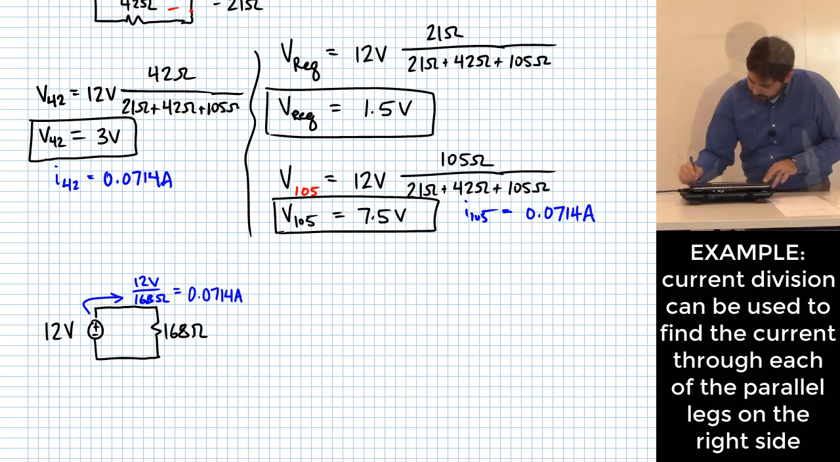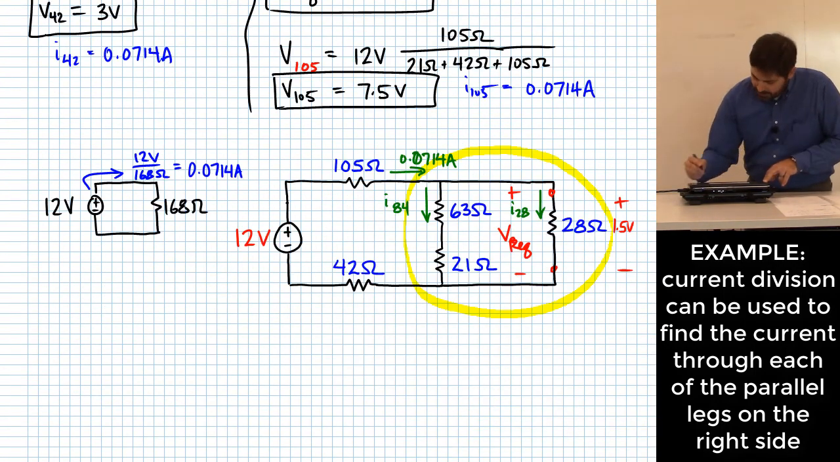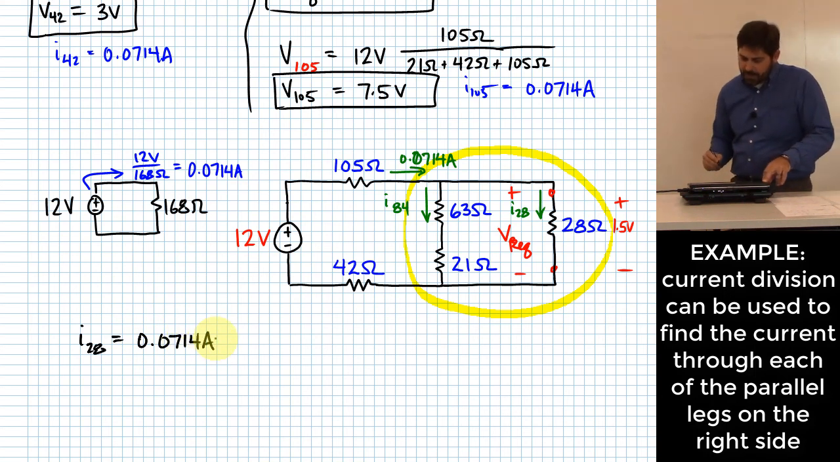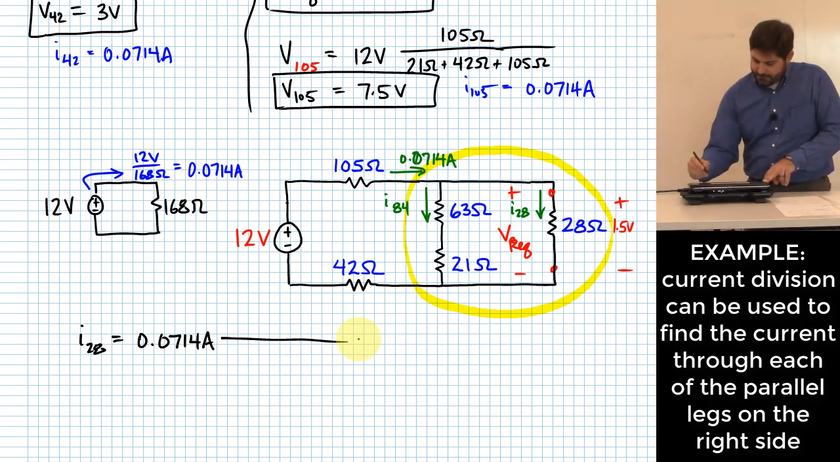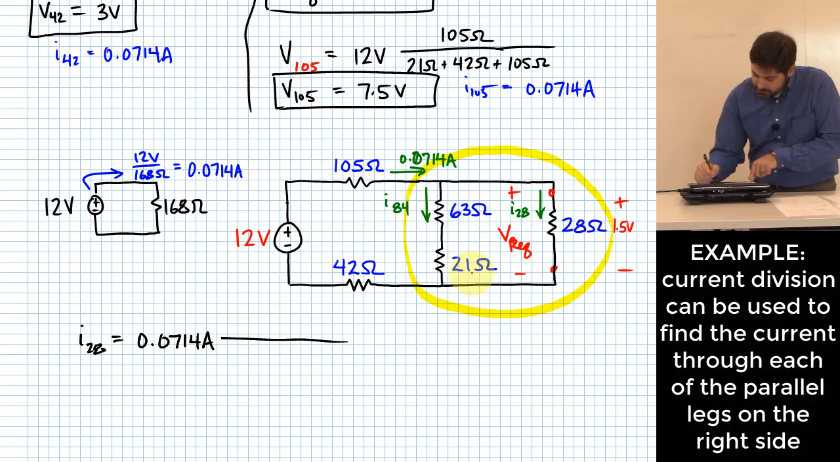I need this circuit back on my page again, so give me a second. I'm going to copy it. I can do current division. I-28 is going to be equal to 0.0714 amps multiplied by a ratio of resistances, right? What's that ratio going to be? Summation of 63 and 21 is going to be one of the two resistors, and then the other resistor will be the 28. So 63 plus 21 gives me 84 ohms.